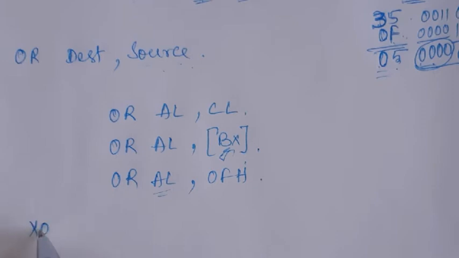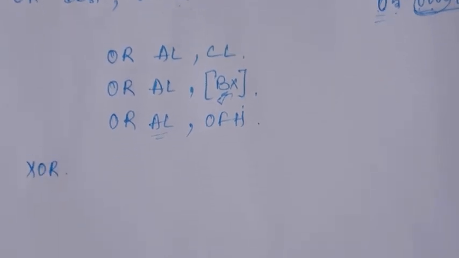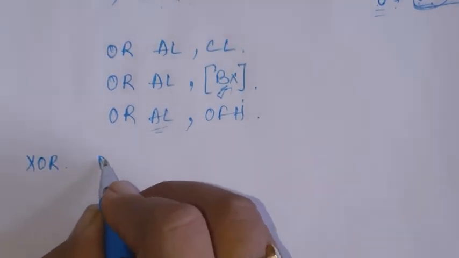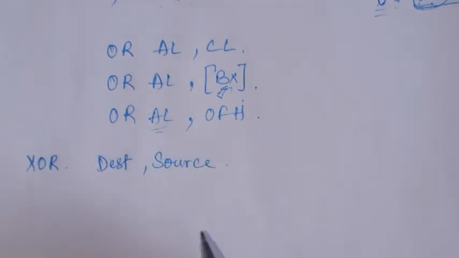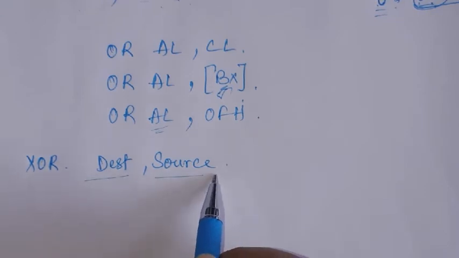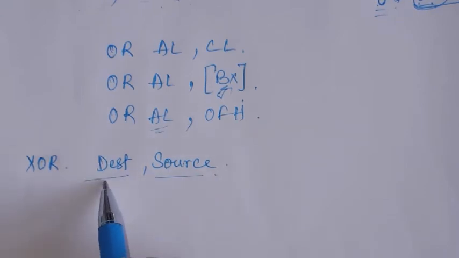In the same way you have XOR destination, source. The contents of the destination are XORed with the contents of the source, and the result is placed in the destination.